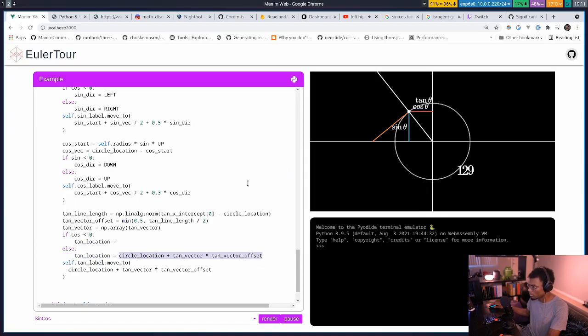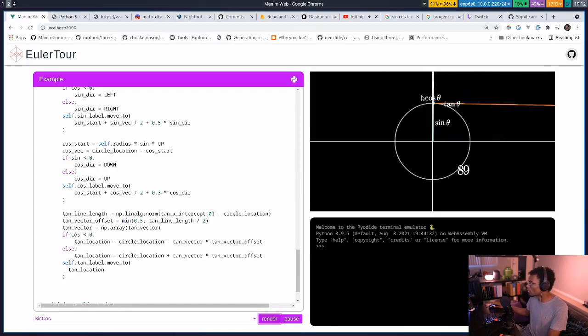Otherwise, I think I want a minus sign here. I can move this to that tangent location. Okay, that... Oh man, it messes up here. Works in the first quadrant and the second quadrant. Hmm.